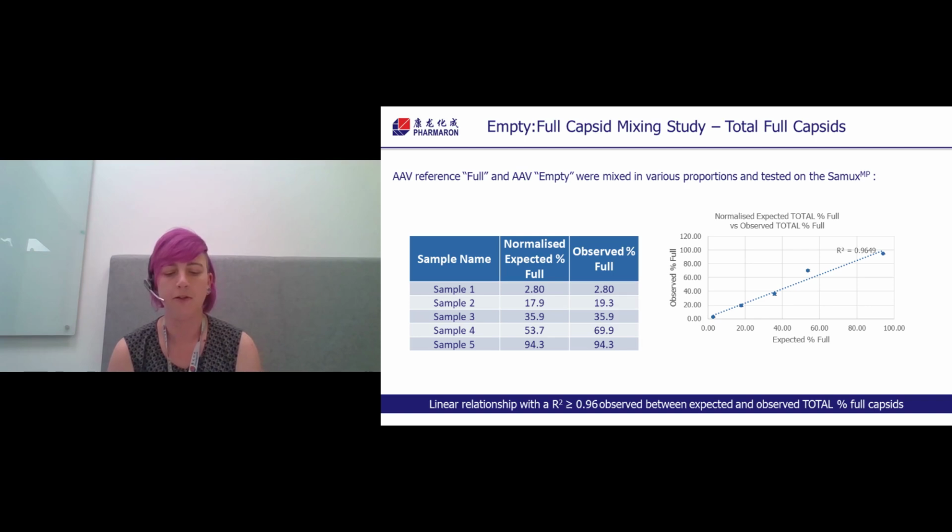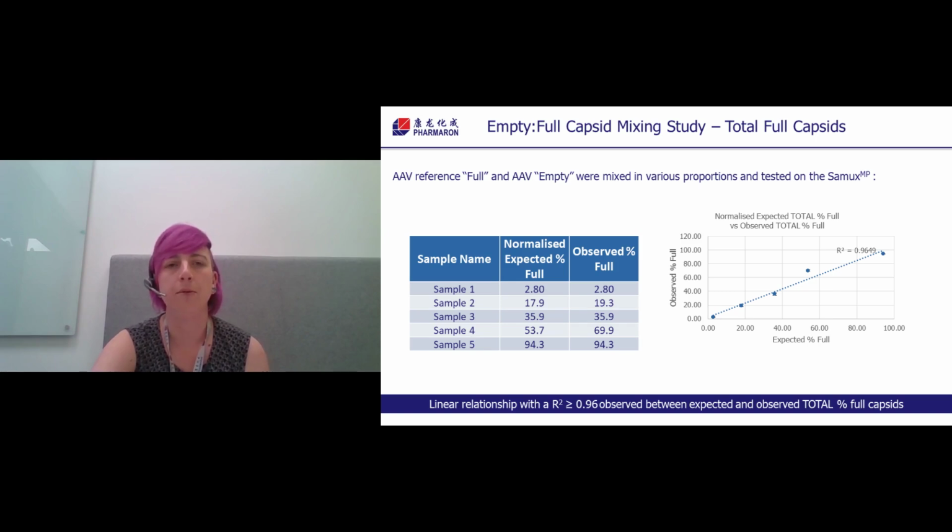So based on the characterization of a mix of 100% of the full sample, we predicted what we'd expect to see in each of the blends. So this is the expected percentage full and the observed percentage full. And we plotted these two together in this chart, and we were really pleased to see a linear relationship with an R-squared of greater than or equal to 0.96 between the expected and observed total percentage full capsids.